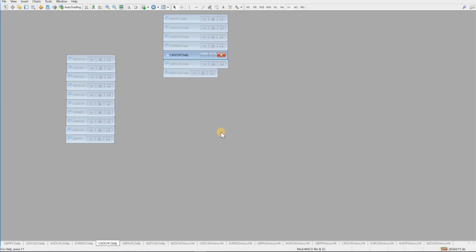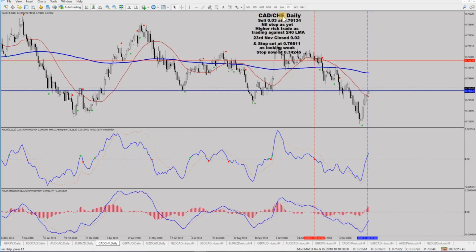Go to the daily Mod MACD profile first. It's on a different platform. This is the CAD Swiss franc. I was previously in a sell from this level here. Went down nicely. You can read my notes. A little bit hard to read because I've moved monitors and it's all moved over to one side. But basically, sold 0.03. Closed 0.02 back on the 23rd of November and moved my stop down. My stop was actually at this level here.